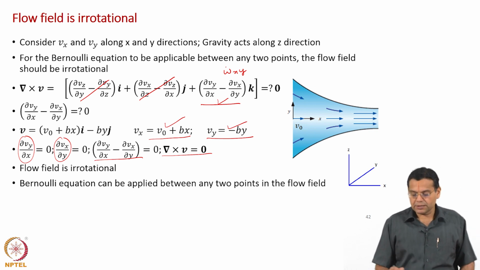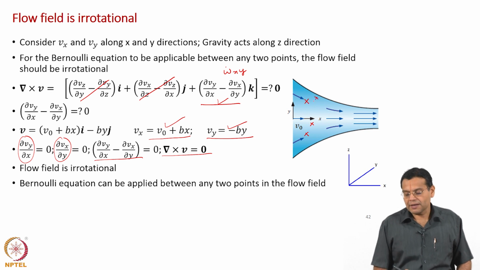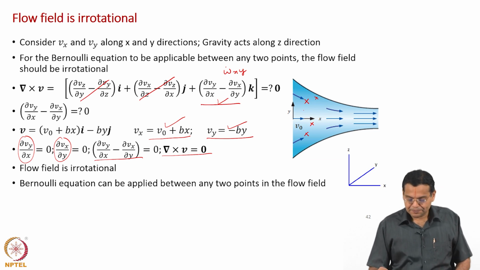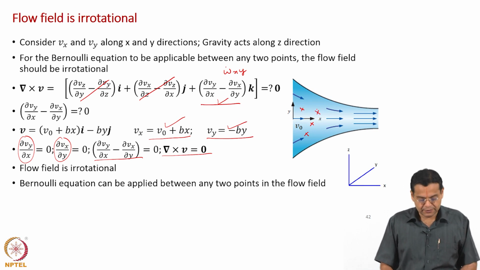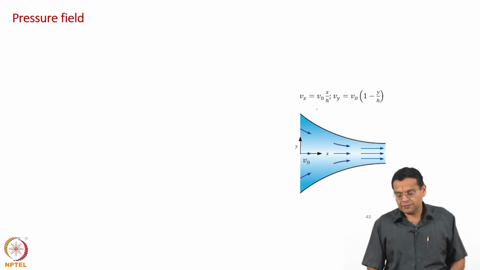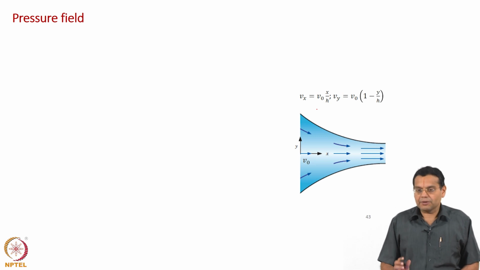flow field. What does it mean? You can take any point here, Bernoulli should be valid. Somewhere here should be valid. Of course, we cannot go very near the wall as per the discussion. So, if you take any point here, then Bernoulli's equation should be valid. Now, let us evaluate the pressure field. What do we mean by pressure field? How pressure varies as a function of x comma y, that is the idea.